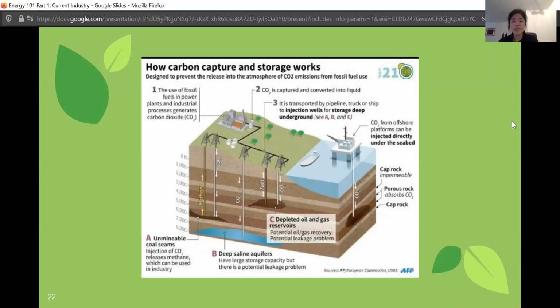As a liquid, CO2 is transported by a combination of pipeline, truck, and ship to injection wells for deep underground storage under the seabed. This stored CO2 could be reused to target unminable coal seams and depleted oil and gas reservoirs by injecting the CO2 to release methane and recover potential oil and natural gas. Next slide, please.